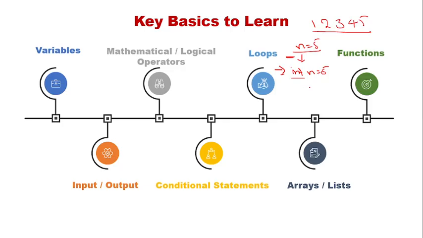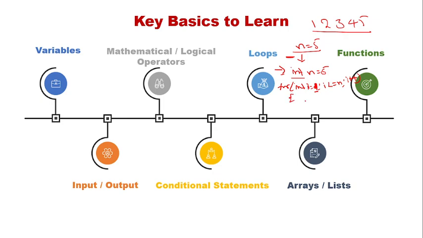After that, I need to write the for loop, because I need to repeat my logic. For int i equal to 0, i less than or equal to n, i plus plus. This is the general for loop logic. If you start with 0, but I want to start with 1, then i equal to 1, i less than or equal to n, then i plus plus.